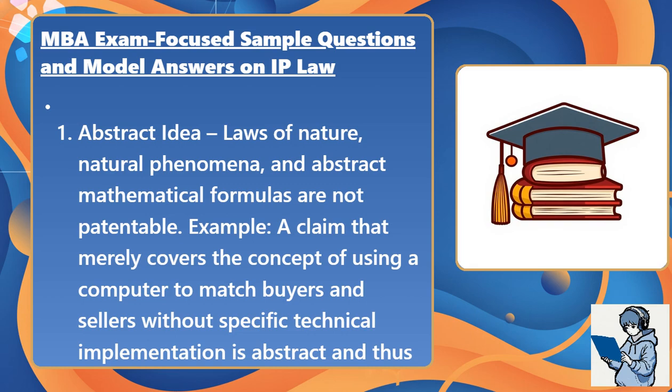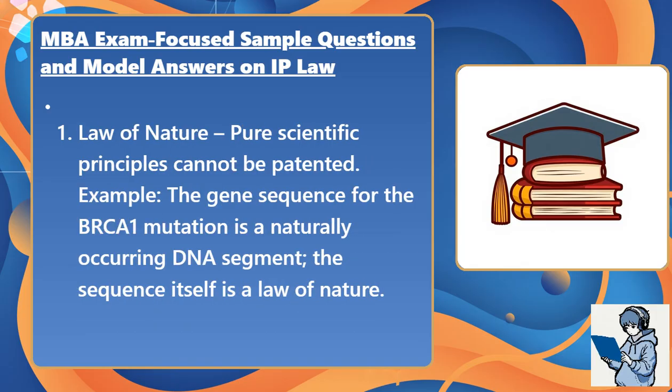1. Abstract idea. Laws of nature, natural phenomena, and abstract mathematical formulas are not patentable. Example: a claim that merely covers the concept of using a computer to match buyers and sellers without specific technical implementation is abstract and thus ineligible. 2. Law of nature. Pure scientific principles cannot be patented. Example: the gene sequence for the BRCA1 mutation is a naturally occurring DNA segment. The sequence itself is a law of nature.